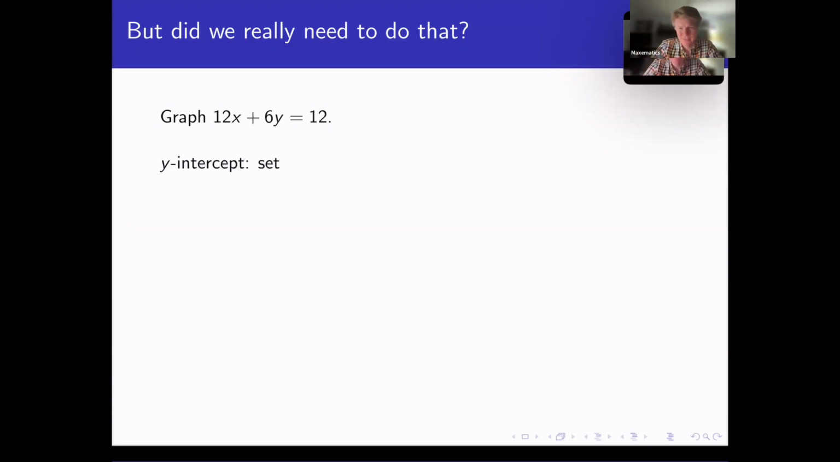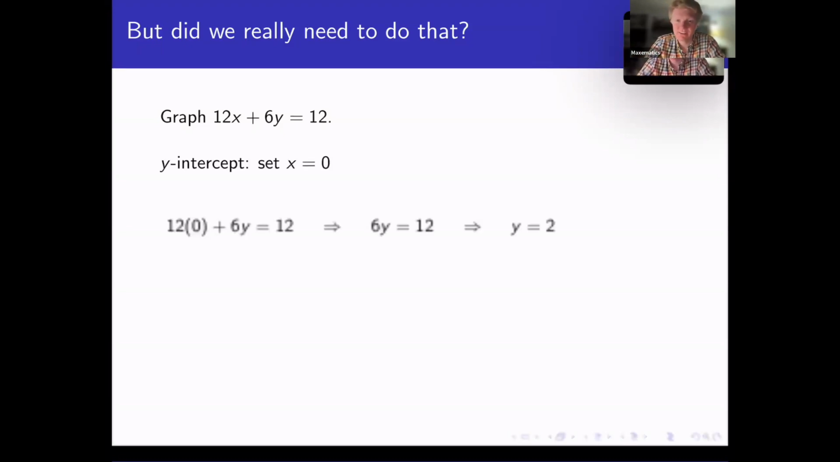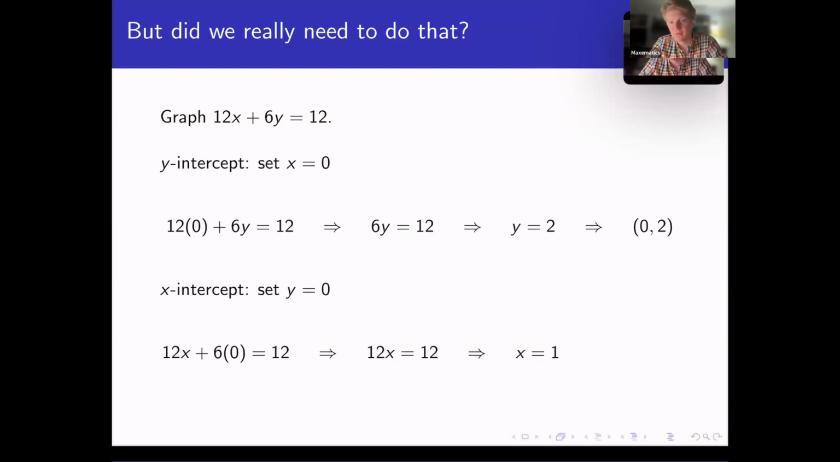Well, if we only just want to graph it and we don't care about what the actual line is, why don't we just go for finding the intercepts right away? Y-intercept, set x equal to 0. So 12 times 0 is 0. Divide by 6. Oh, we get 0, 2 again. And same thing for x-intercept, set y to 0. 6 times 0 is 0. Divide both sides by 12. We get x equals 1 again.